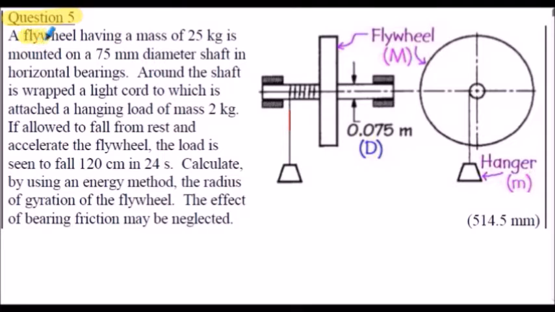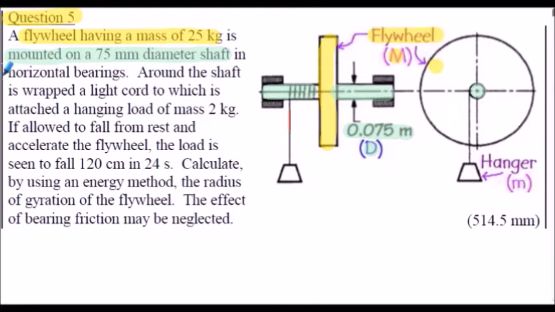A flywheel having a mass of 25 kilograms. The flywheel is shown here in the sketch, front view, here on the side view. And that has a mass capital M, 25 kilograms. It's mounted on a shaft of 75 millimeters diameter. Here's the shaft, shown across here. It's mounted in 2 bearings, and diameter D is 0.075 meters. Remember, we always use meters when undertaking dynamics calculations.